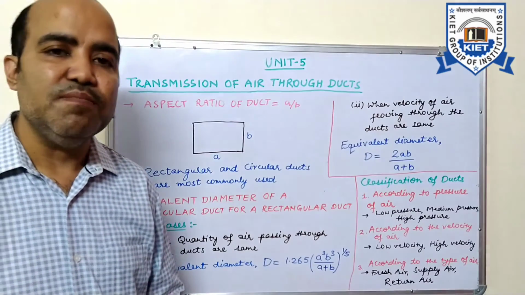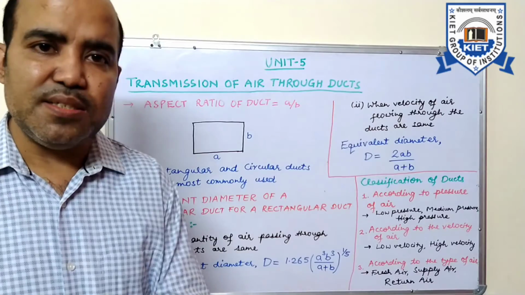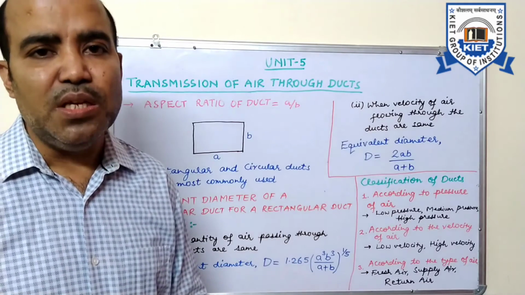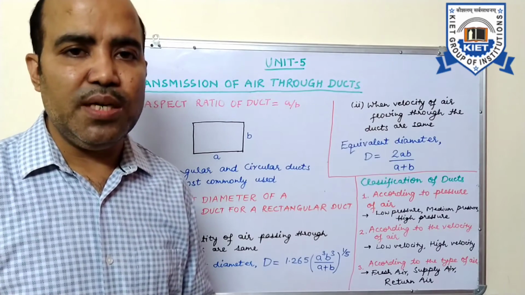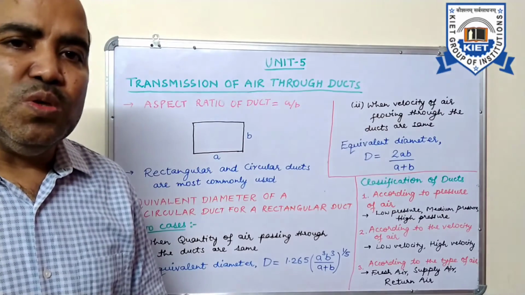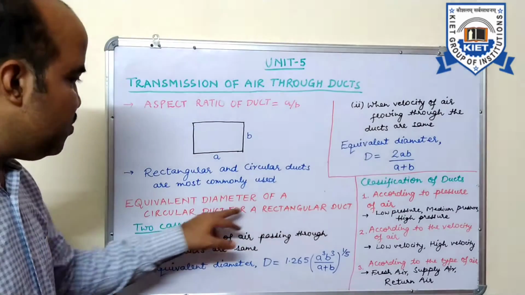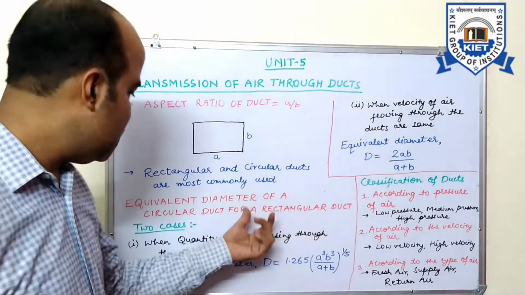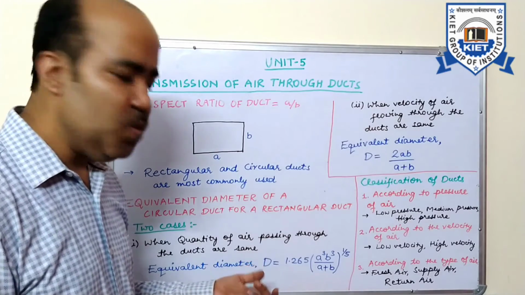In a number of cases, we have to determine the dimensions of the rectangular duct. For example, let us say a circular duct of diameter capital D is fixed, and we want to substitute it with a rectangular duct. Then we need to determine the dimensions, that is the larger length A and the smaller length B of the duct. This conversion is called the equivalent diameter of a rectangular duct. We are determining the dimensions A and B of the rectangular duct using a circular duct.